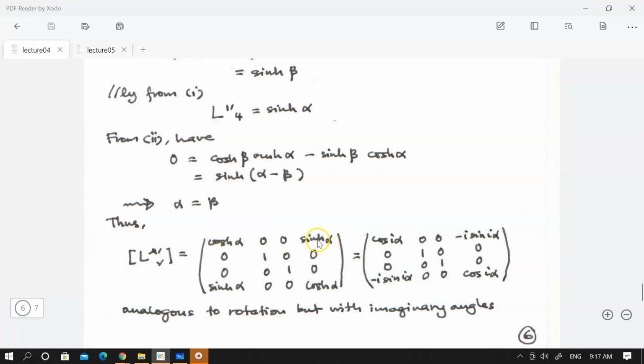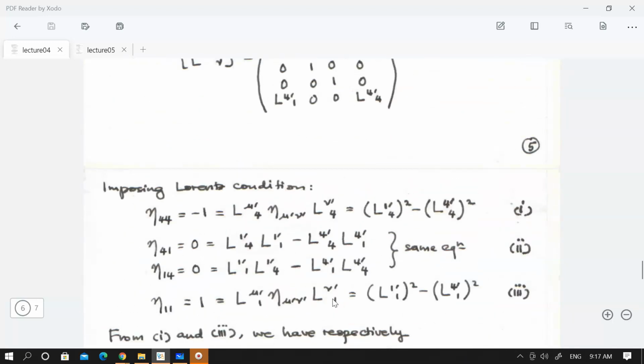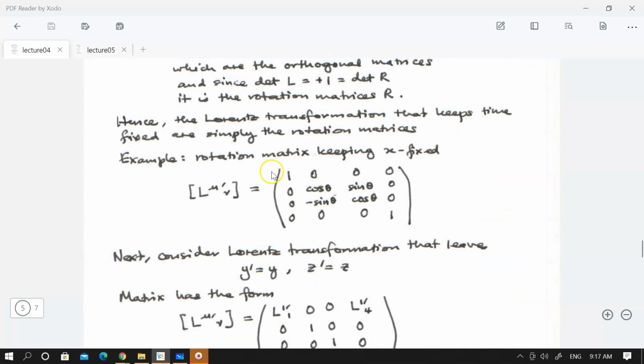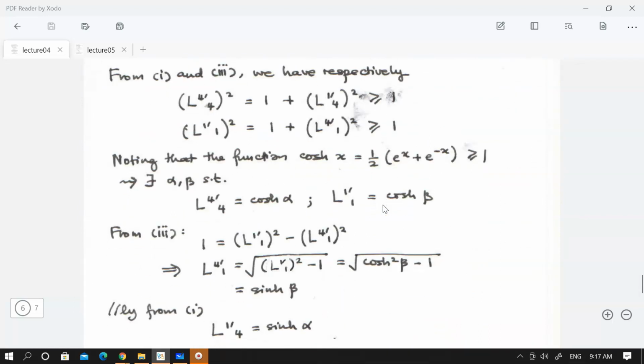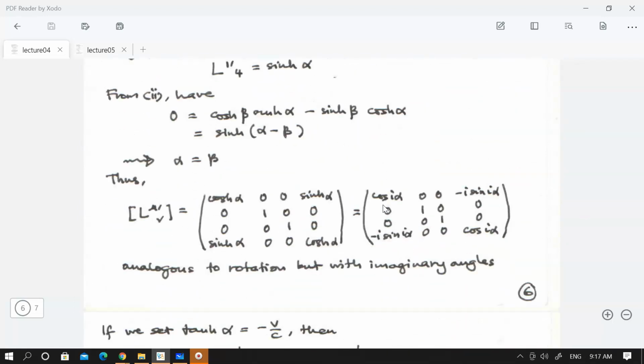So you get cosh alpha, sinh alpha, and then over here you have the identity block, and then sinh alpha, cosh alpha. Now, it reminds you a little bit of the rotation matrix. Remember, the rotation matrix earlier is in terms of trigonometric functions rather than hyperbolic. So you have cos theta, sin theta, minus sin theta, cos theta. Here it's almost the same thing, but it's in terms of hyperbolic functions. Okay, but hyperbolic functions and trigonometric functions are related in some way.